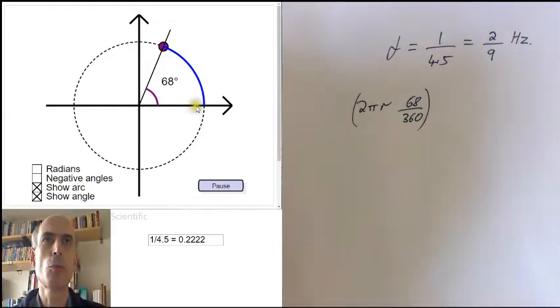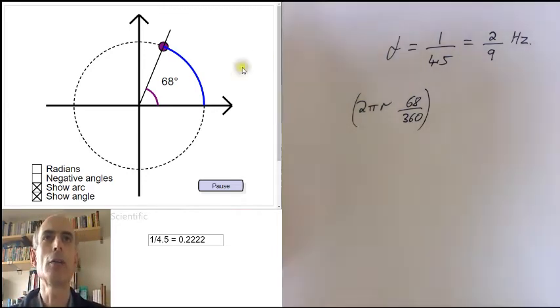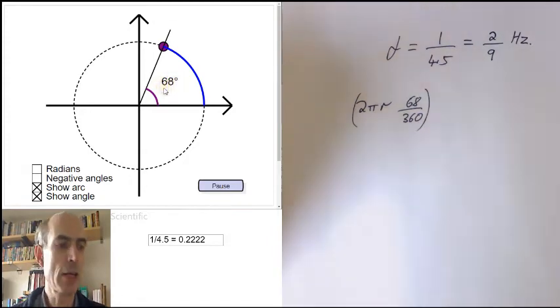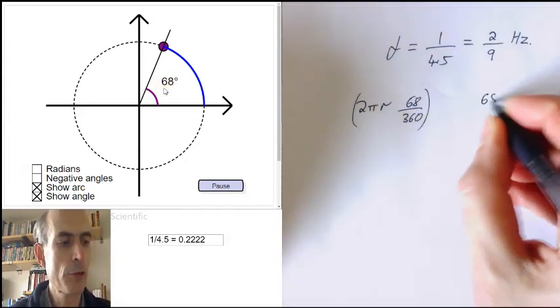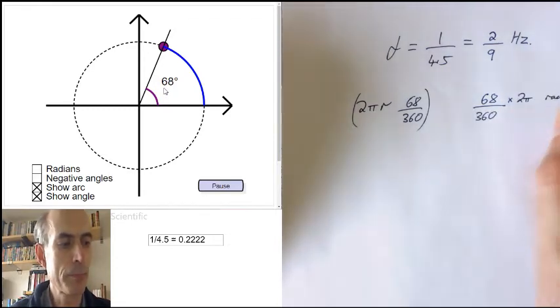So if I wanted to work out what the length of this arc was, I would have to do this calculation. The radius here, the length of this line to the dot, multiply it by 2 pi, multiply that by 68 and divide by 360. It's a bit of an annoying calculation to do. However, I could measure the angle in radians rather than degrees. If I measure the angle in radians, then it would no longer be 68, it would be 68 divided by 360 times 2 pi radians.